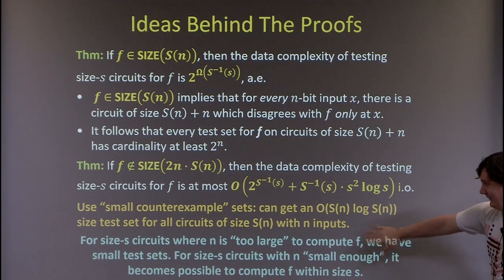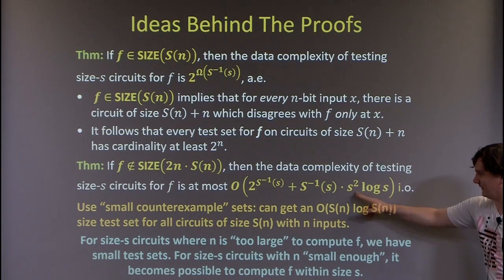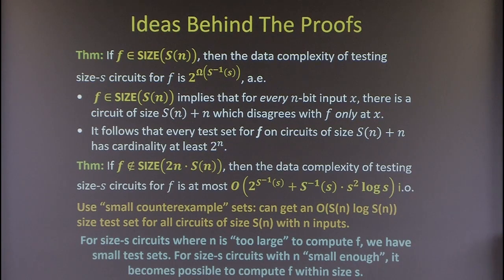We have small test sets. That's what this thing says. We get the small counterexample family. Okay? And we would include all those small test sets. That's where we get this extra s squared factor here.